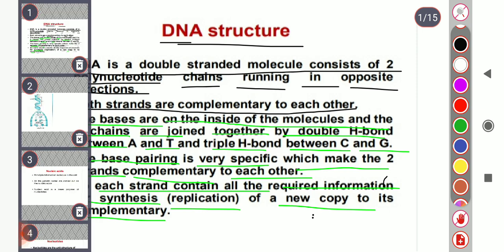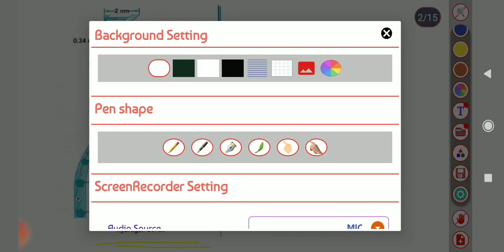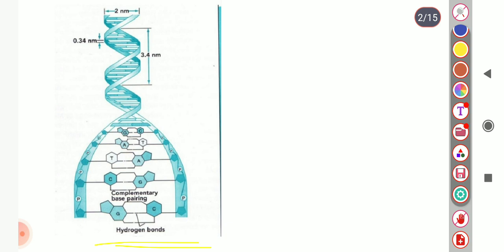First of all, this is the structure of DNA, and you can see it is a double-stranded structure. DNA's full form is deoxyribonucleic acid. When the two strands are separated, the diameter is 2 nanometer, and one helix turn, one node, is about 3.4 nanometer, and the distance between one nitrogenous base and the next is about 0.34 nanometer. This is how DNA is formed.